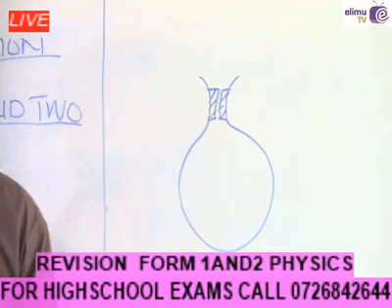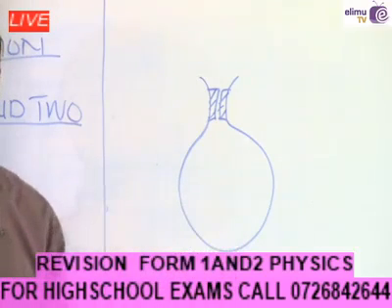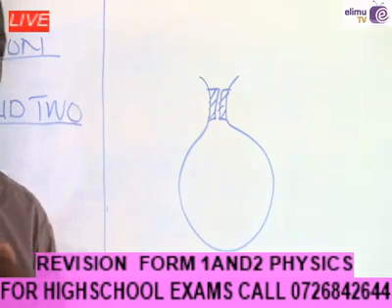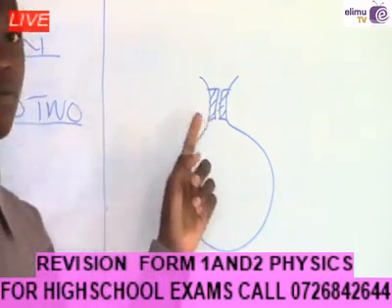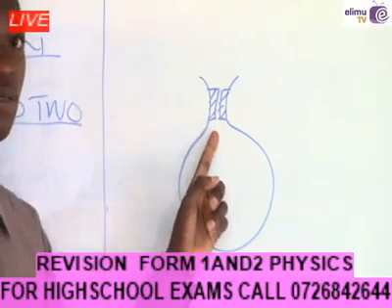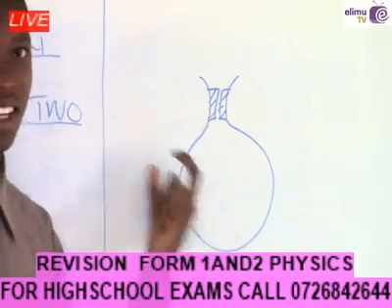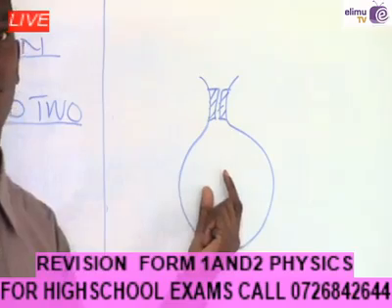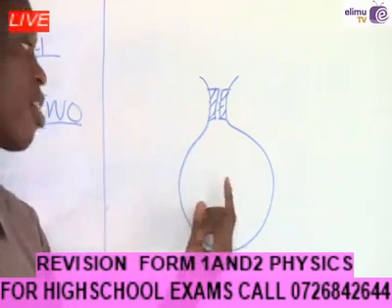The last precaution, that is number 3, when using what we call a density bottle to measure density, you should ensure that there is no air bubble when filling the bottle with a liquid. At this point, you want to determine the density of a liquid. For example, water, or it might be kerosene, or it might be mercury.